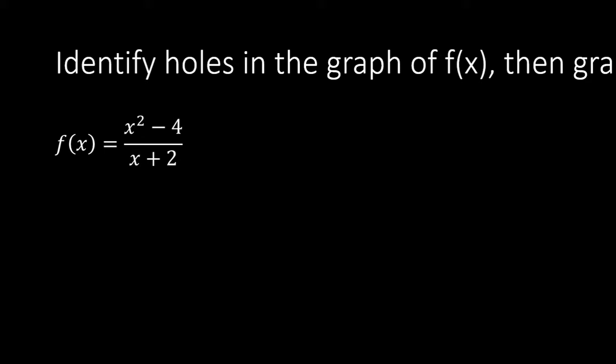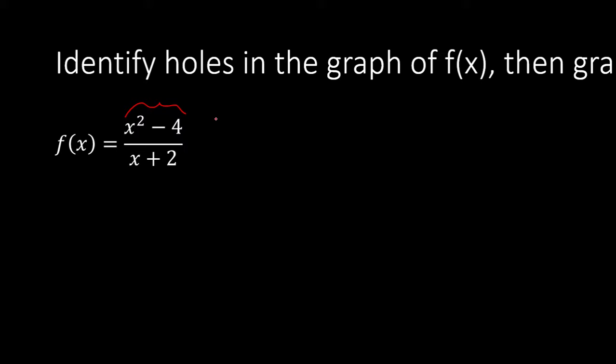So let's identify a hole in this graph, f of x, and then we're going to graph it. Okay? So let's say you're given f of x equals x squared minus 4 over x plus 2. Remember, when we want to simplify these expressions, we have to factor wherever possible. If you're not comfortable with factoring, make sure to go check out my video on factoring and simplifying expressions.